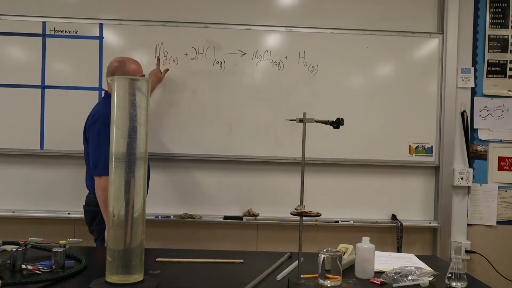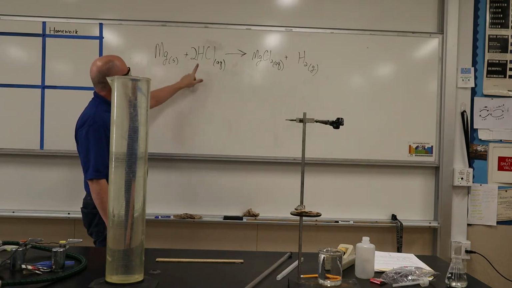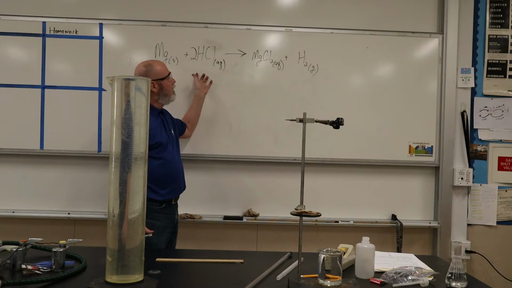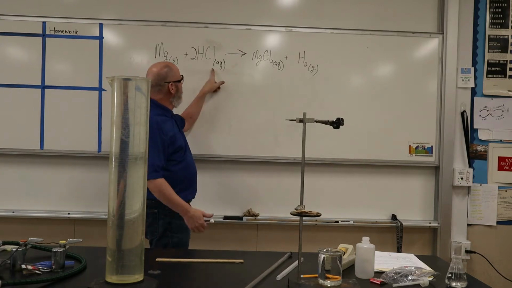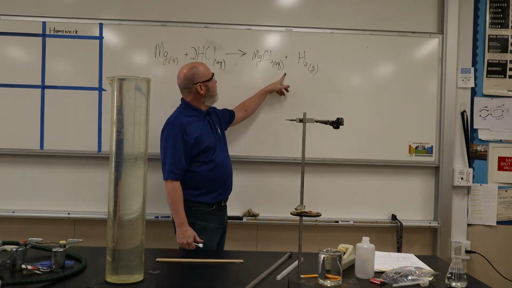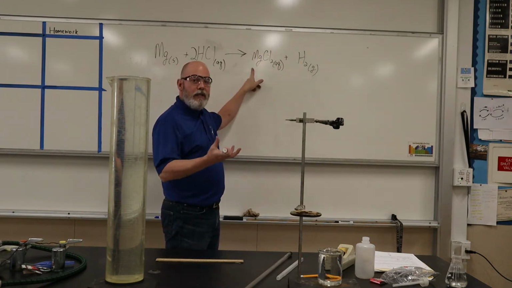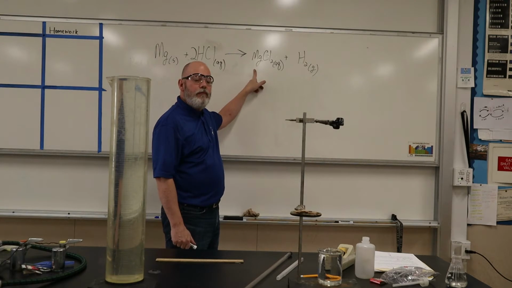We took a piece of magnesium, poured hydrochloric acid over it, and then boiled off the excess water and recovered the MgCl2. That was the white powder. We did that as a stoichiometry lab.